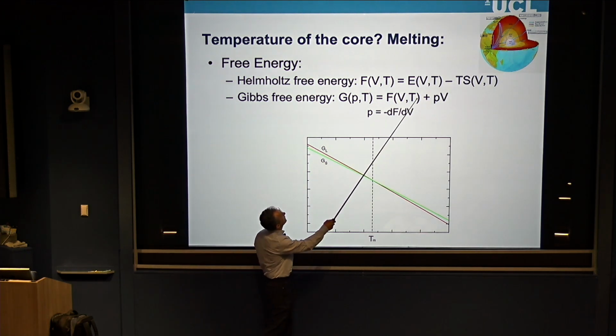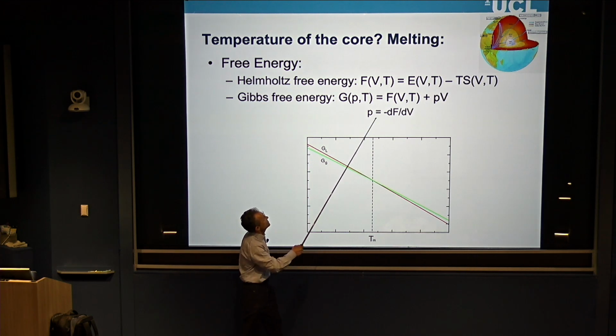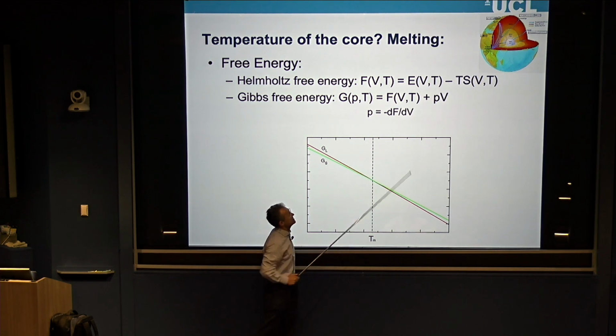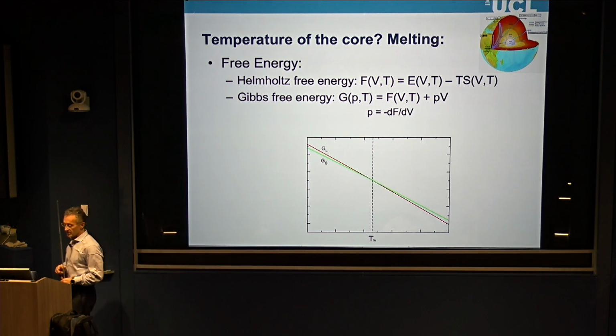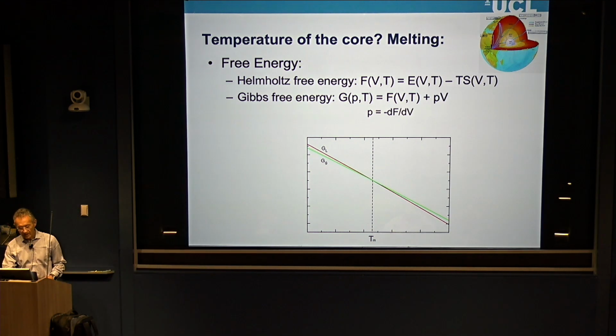I'm bringing in here the Helmholtz free energy. You can write the Gibbs free energy also as the sum of the Helmholtz free energy plus the PV term, because this is a quantity that we typically like to work with.